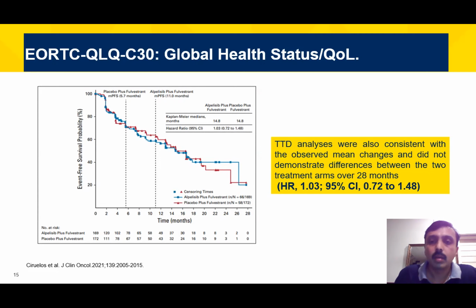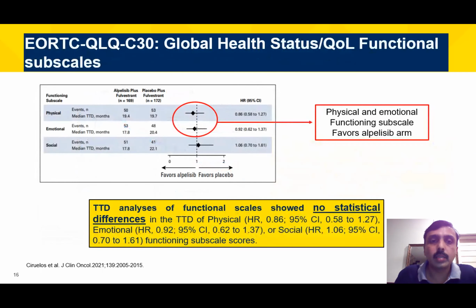Now the next aspect is the functional subscales, that is, the physical and emotional. Definitely, it favors the alpelisib arm, although not dramatically, but still it was favoring. I think they were happy that it was not worsened, because the main worry with alpelisib was the side effect profile. So even though it was not statistically significant, it was favoring. They were happy with these outcomes.